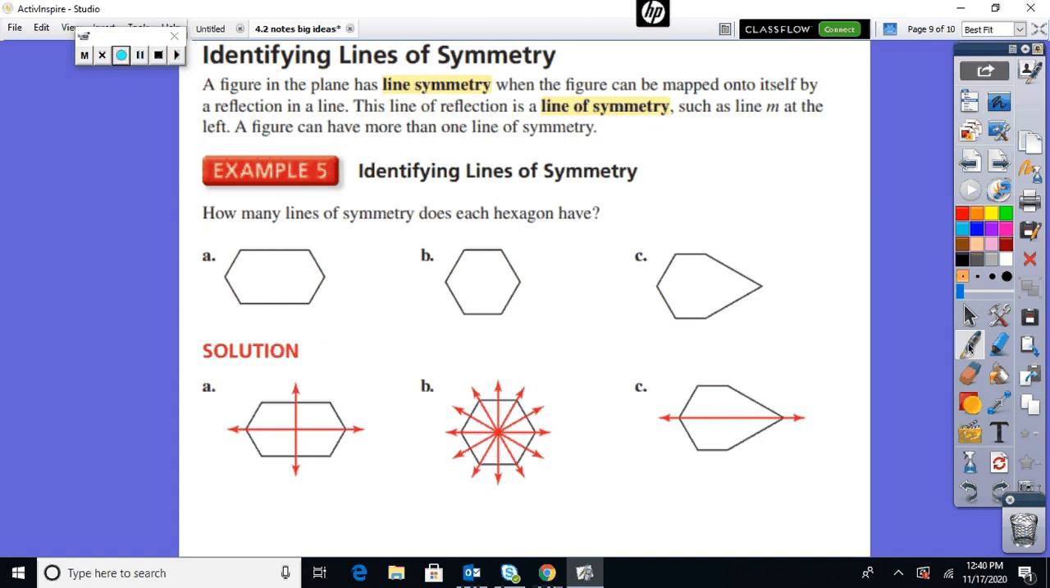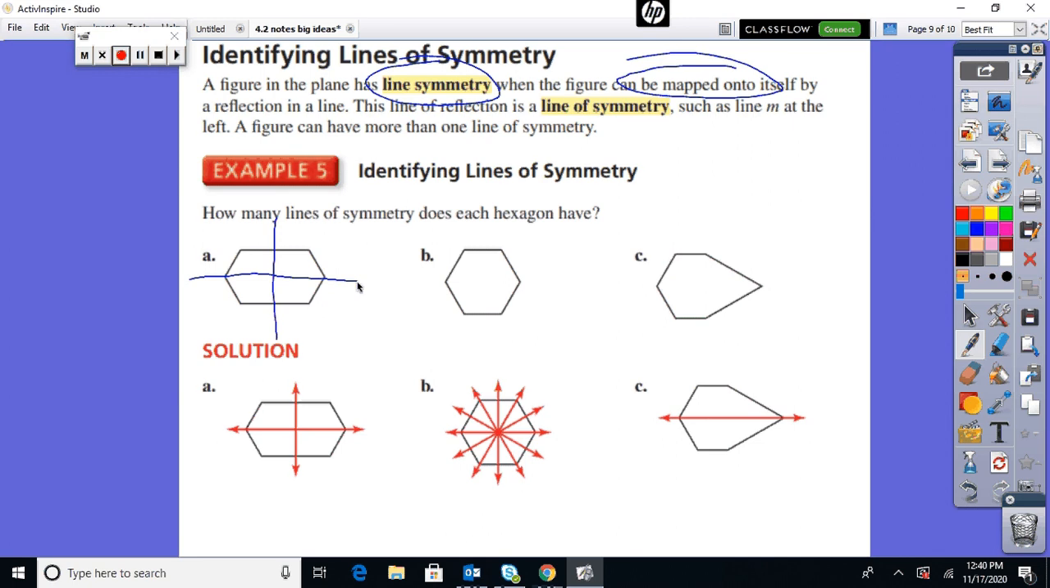Okay. A figure in the plane has a line of symmetry. So symmetry, well, it looks the same on both sides, right? Well, for us, it's in this reflection section because whenever you can map a figure onto itself by a reflection, that constitutes a line of symmetry. So it involves a reflection. And so let's take a look. A hexagon, I could reflect this way or this way. And when you did it, it would look exactly the same when you were done.